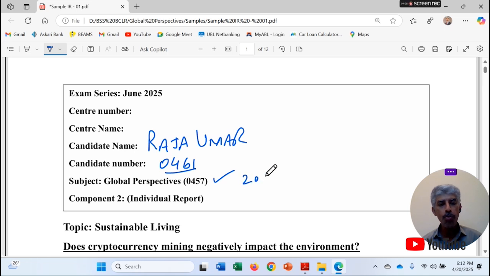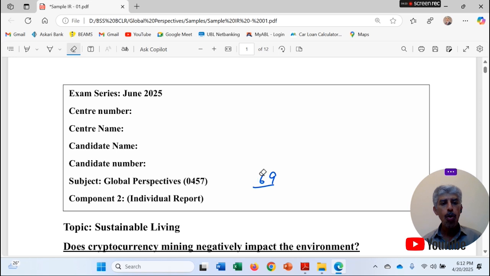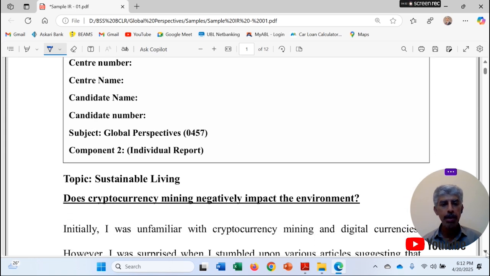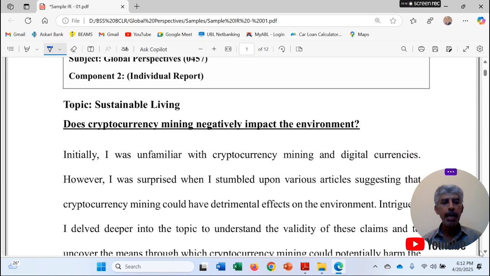Then the subject code, that is 0457 for IGCSE, but if you are taking O levels, then your subject code will be 2069. Whatever subject code you're using in your school, you are supposed to mention that one, and it is component 2, the individual report of Global Perspectives. So we make a text box over the report at the top, and then we start working on the report.